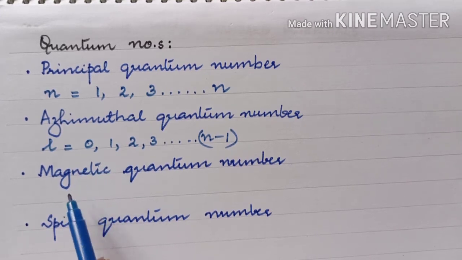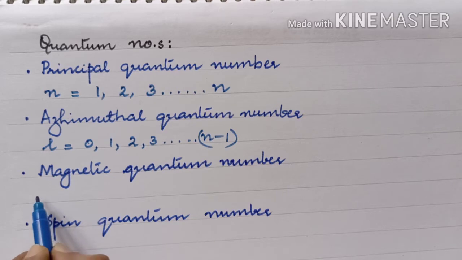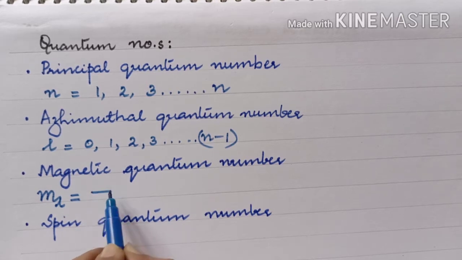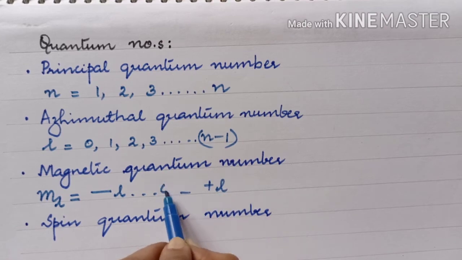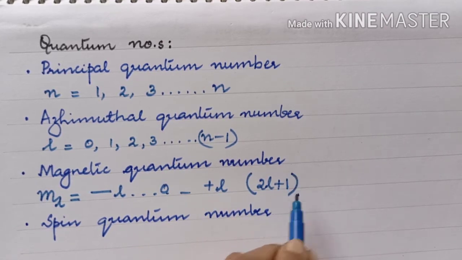Coming to the next one, that is magnetic quantum number, it helps in identifying the orientation of the different orbitals, and it is dependent on the L value and it is denoted by ml, and it can take values starting from negative L to positive L through 0. That is a total of 2L plus 1 values will be there.